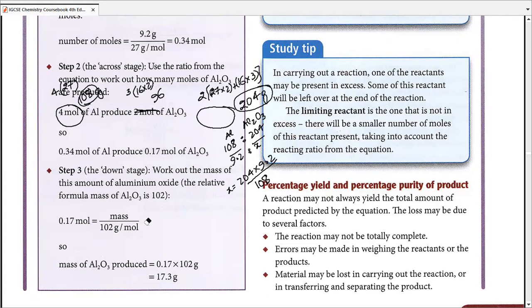Moles 0.17 multiplied by 1 or 2. This gives you the idea of 17.3 grams. So if you have a calculator, help me with this: 204 multiplied by 9.2 divided by 108 is the answer. 17.3 for this one as well.